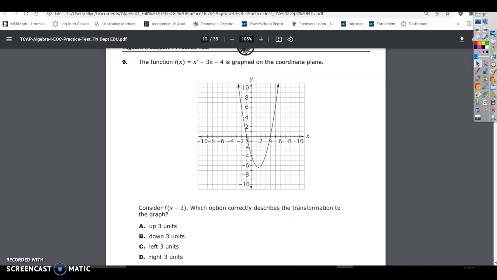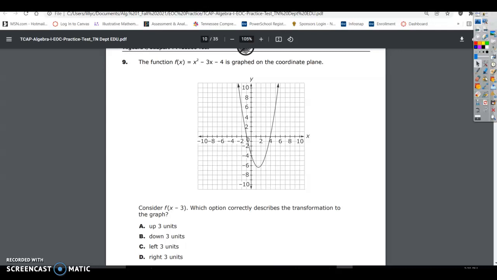Algebra 1 EOC practice test number 9. So I think this is the last one of the non-calculator part. It says the function f of x equals x squared minus 3x minus 4 is graphed on the coordinate plane. Consider f of x minus 3, which option correctly describes the transformation of the graph.